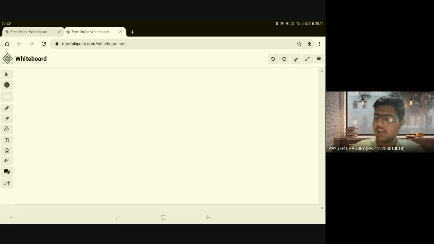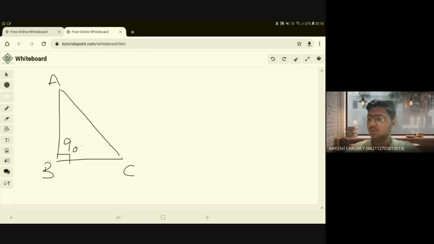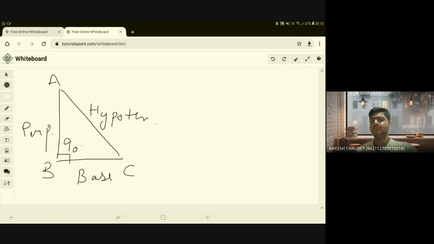So in trigonometry, we usually deal with the right angle triangle, and the main points in the right angle triangle are, this is a right angle triangle. So one angle of a right angle triangle is fixed, which is 90 degrees. This one is called the hypotenuse. This one is called the perpendicular, and this one is called the base. And these two angles we usually term as theta.